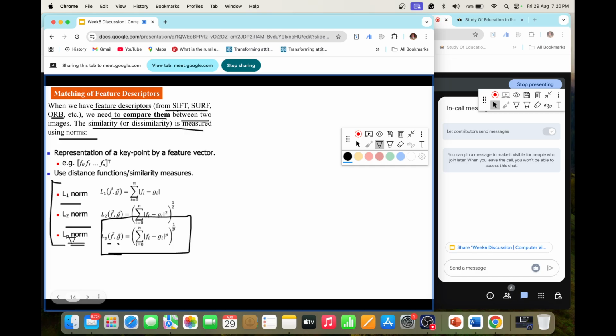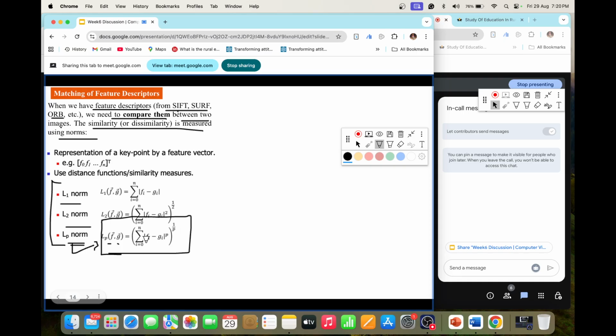We can do this by LP normalization. This is the formula: sigma i equals 0 to n, |fi minus gi| to the power p, and the whole to the power 1 by p.